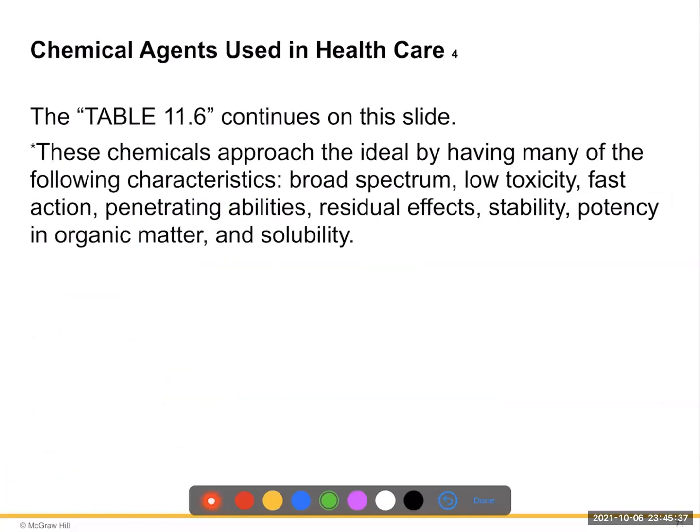Okay. So these chemicals approach the ideal by having many of the following characteristics. They're broad spectrum. That's what you want. You want low toxicity to the host. You want fast action. You want penetrating. Okay. Residual effects should be minimal. You want it to be stable and potent in organic material. And it has to be soluble, usually in water or alcohols.